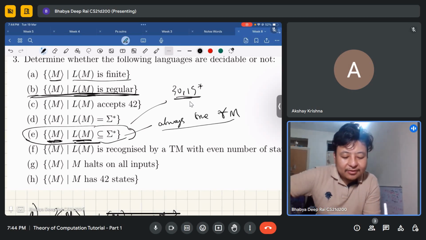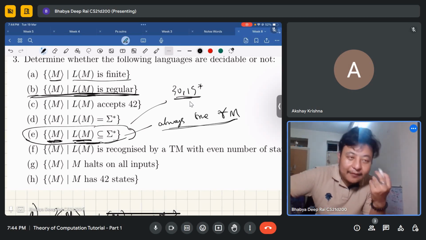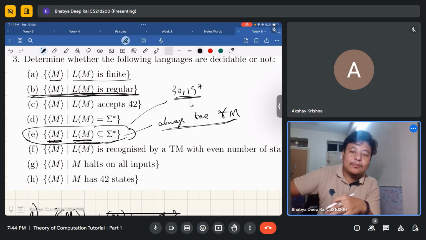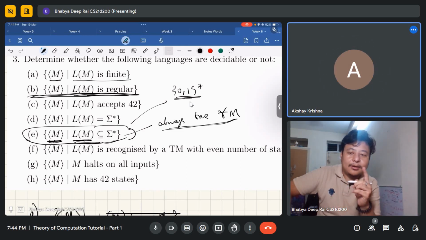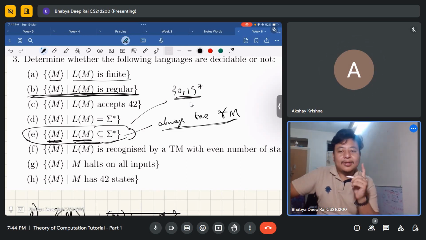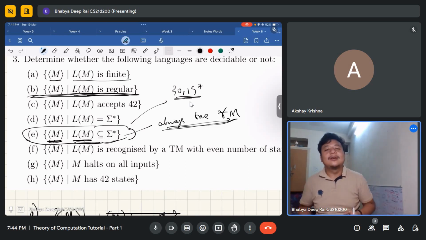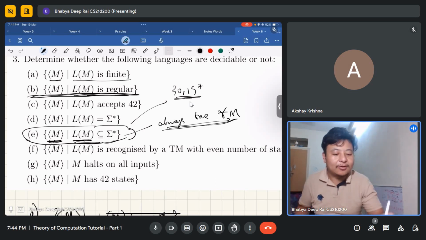This property is always true for all machines. Given any machine, its language will always be contained in sigma star. I can never give you a machine for which it is false. Therefore, this is a trivial property. Such kinds of properties are called trivial properties. It is always true for all machines.